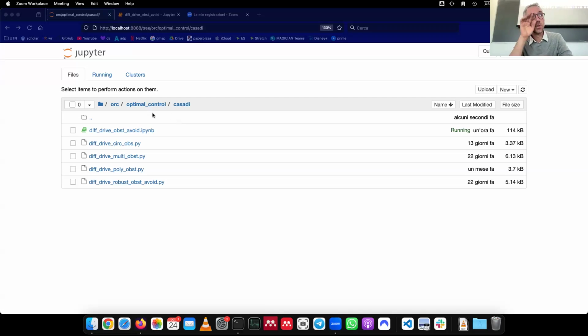If you want, and you have your laptop, you can open this Python notebook, which is inside the org folder, optimal control, Casadi. And it's called diff-drive obst avoid. It's the only notebook inside that folder. If you don't have that folder, you need to update the repository. So as usual, you can either do a git pull, or you can reclone the repository from scratch in case git pull doesn't work.